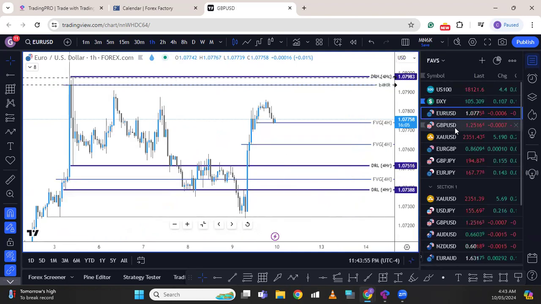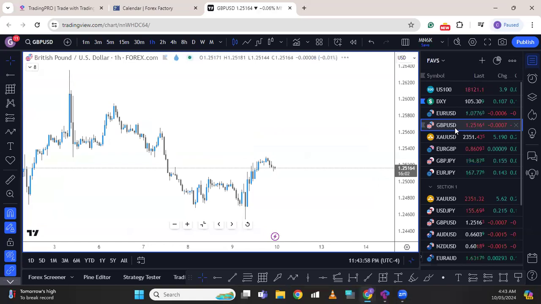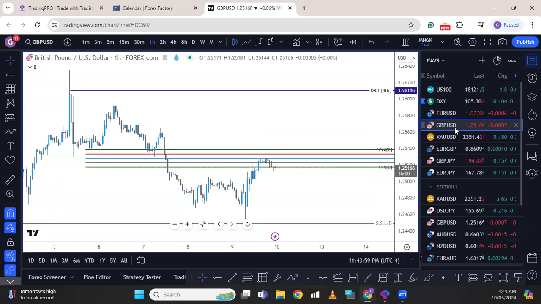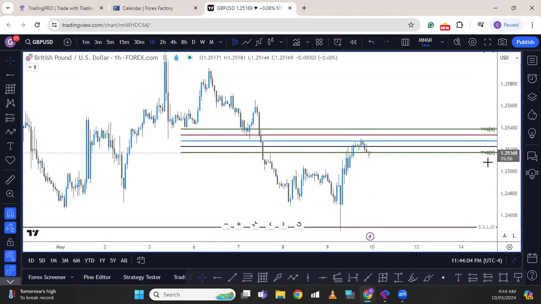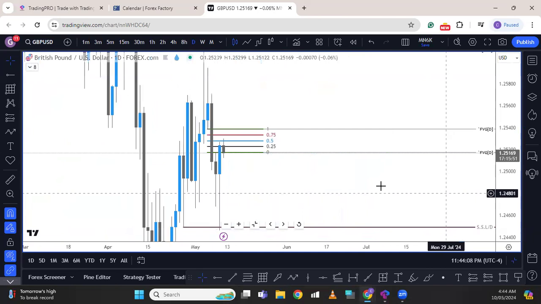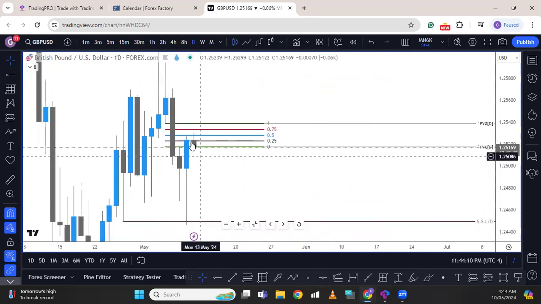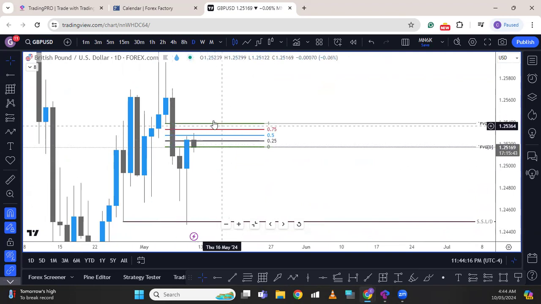The next one we're going to be looking at is the GBPUSD. Looking at the GBPUSD, it's weaker than the euro because of the strength in the EURGBP. If we look at this on the daily, we have price reacting overnight that's tapped into this daily fair value gap, the consequent encroachment, and there's a reaction from it.